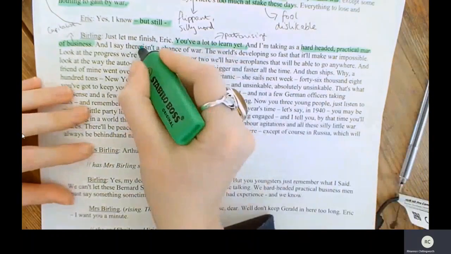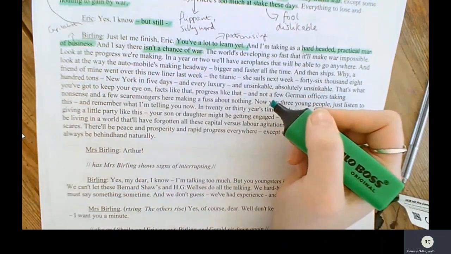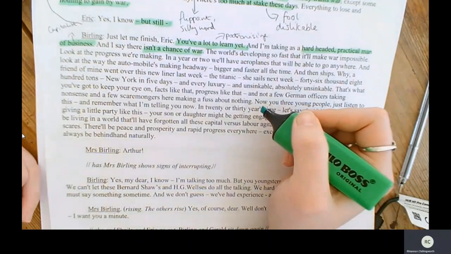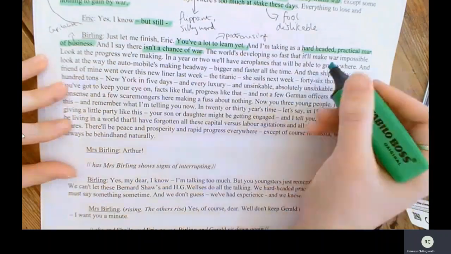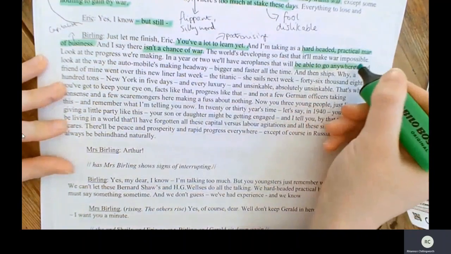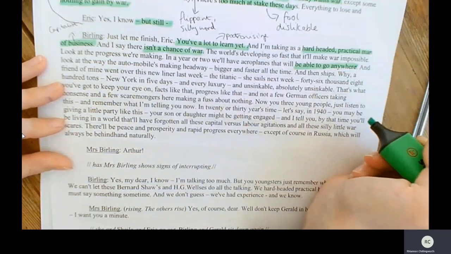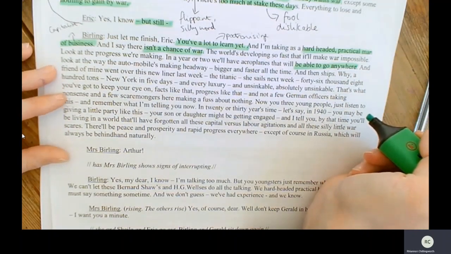And I say there isn't a chance of war. So he's coming right out and saying, war will not happen. The world's developing so fast that it'll make war impossible. Look at the progress we're making. In a year or two, we'll have aeroplanes that will be able to go anywhere. Yes, all the easier to make war completely devastating and drop bombs on everybody. And look at the way the automobile's making headway. Bigger and faster all the time.